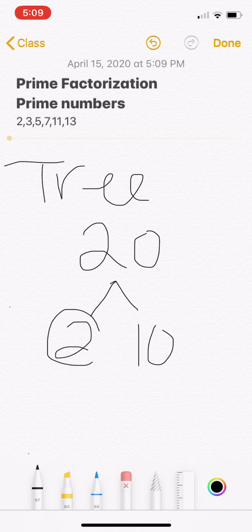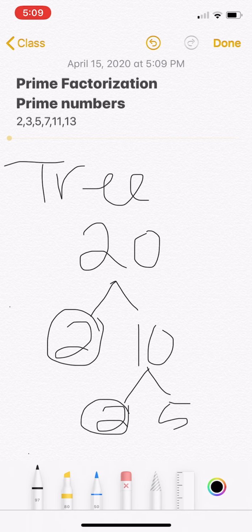2 happens to be on my prime list. I gave you a list of prime numbers in your notes. So I'm going to circle 2 because I can't break down 2 any further. But 10 does break down further. 10 can be broken down into 2 times 5. So I'm going to circle this 2 again because 2 is prime, I can't break that down any further other than 2 and 1. And I'm going to circle 5 also because 5 cannot be broken down any further.